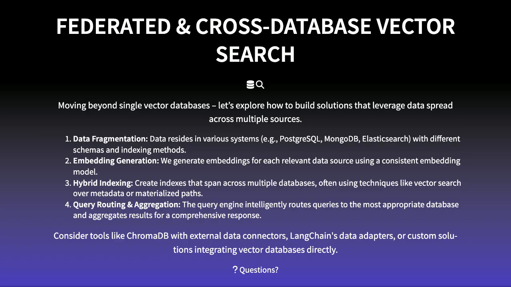The first step is generating embeddings for each piece of data using the same model. Then, instead of just relying on one vector database, we can build indexes that actually span multiple databases. Think about how you could index metadata alongside your vectors. Finally, a query routing system becomes crucial. It needs to figure out which database holds the most relevant information and combine those results for a complete answer.